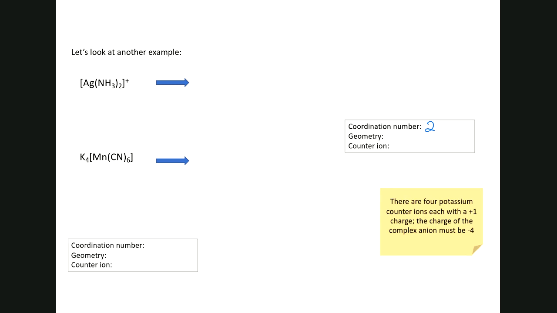So if my coordination number is 2, that means that my geometry has to be linear. So my geometry is linear, and I have no counter ions in this example. But if I were to put a counter ion here, can anyone think of an appropriate counter ion that I could use in order to balance the charges here?